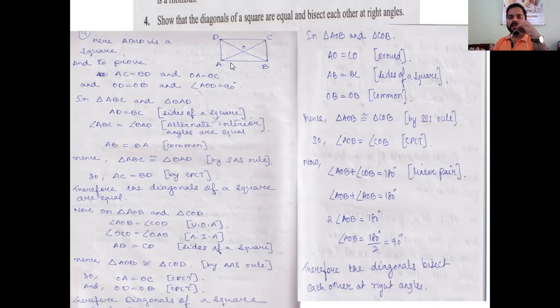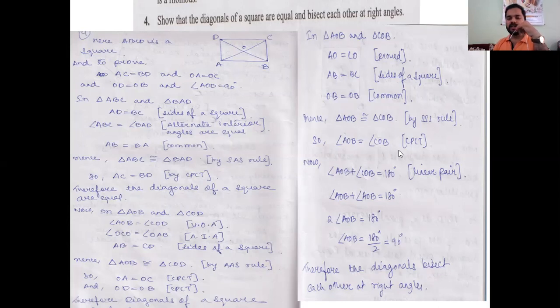So let's see, in triangle AOB and triangle COB, AO is equal to CO, AB is equal to BC, and OB is equal to OB, which was common. So I can say triangle AOB is congruent to triangle COB by SSS rule. Here I can say that angle AOB is equal to angle COB, that is CPCT.